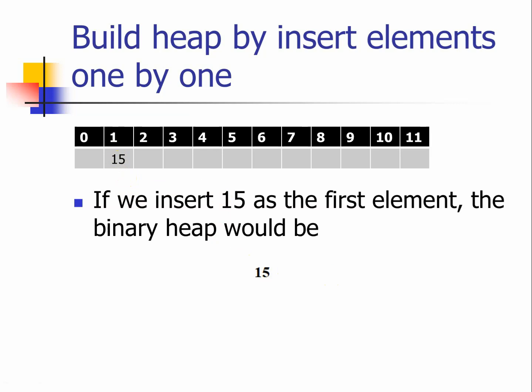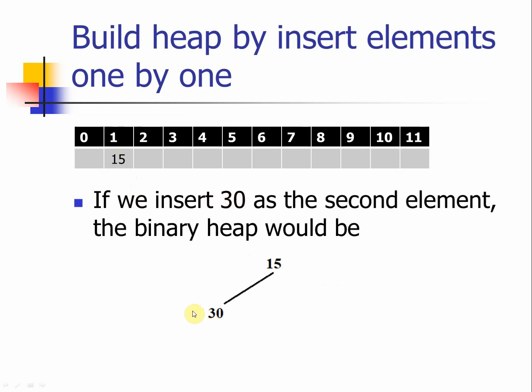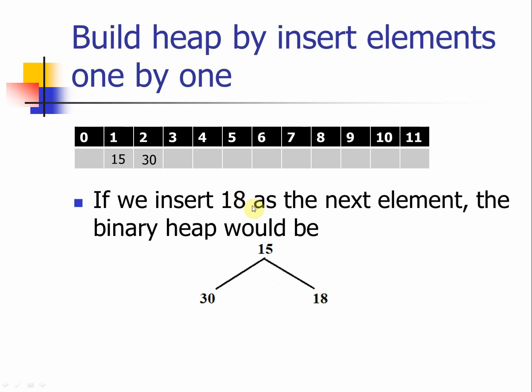Now, if we want to insert one more element, 30. 30 has to be stored in the next available location, so 30 will be at index 2. And look into its parent to see is 30 less than the parent, which is not, so that we can simply put 30 over there. If we try to insert one more element, 18, it has to be in the next available location, so we will put 18 over here. Compare with the parent, finding 18 has no problem, so we can let 18 stay there.